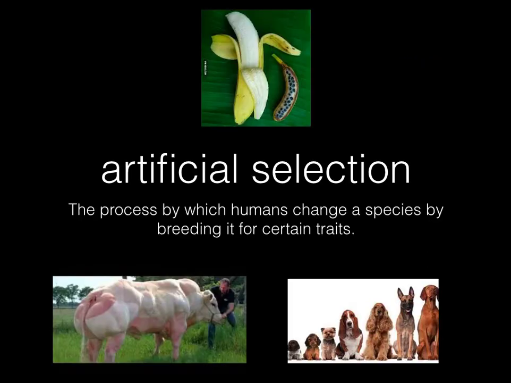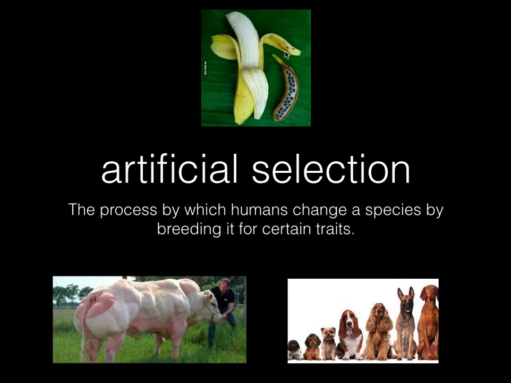Artificial selection. So this happens quite often. This is the process by which humans change a species by breeding it for certain traits. We do this all the time. It happens in agriculture, in our pets. This happens when we are producing crops.